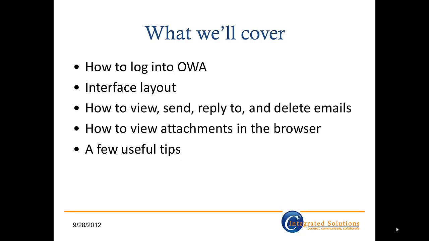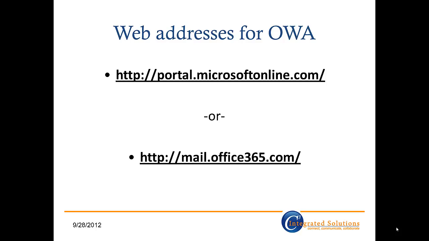So let's get started. First things first, logging in. There are two different websites you can go to access your email via OWA. The first, portal.microsoftonline.com, will take you to the Microsoft Online portal, which we covered in a previous tutorial, and from there you can click the Outlook link to get your email. Or you can go to mail.office365.com, which will take you directly to your inbox. I'm going to use that option since it's a little more straightforward.